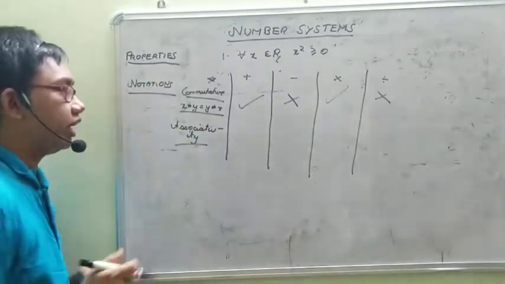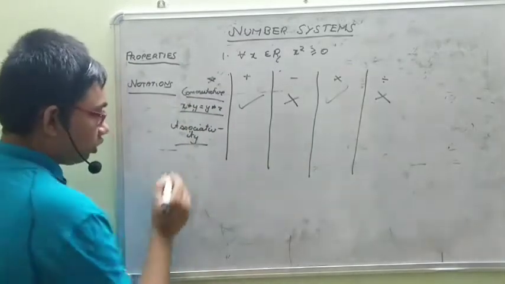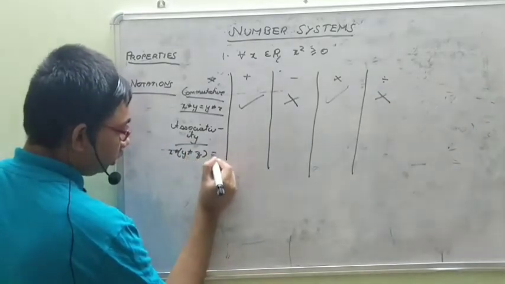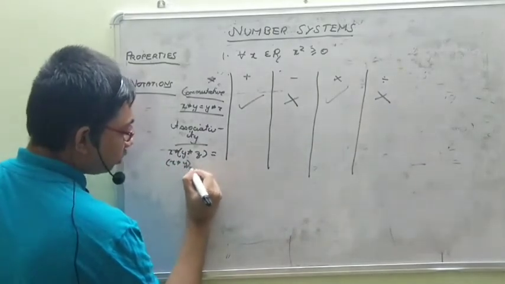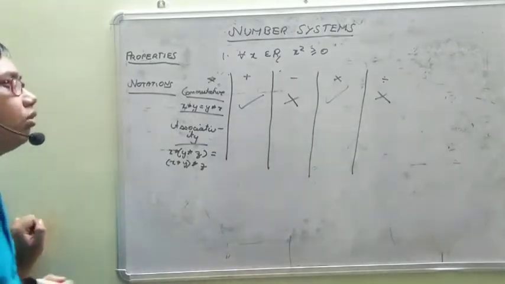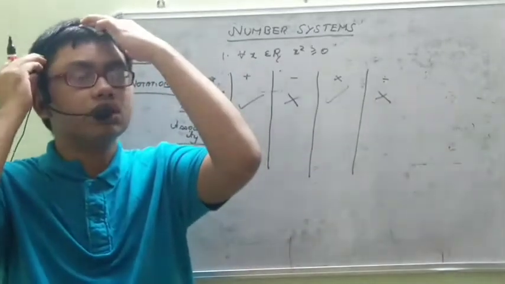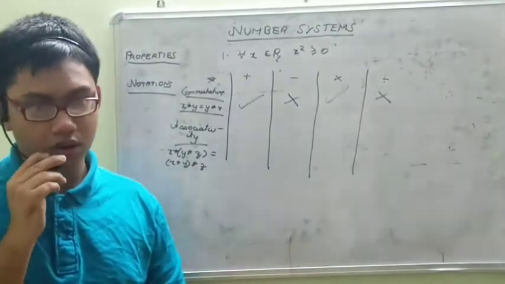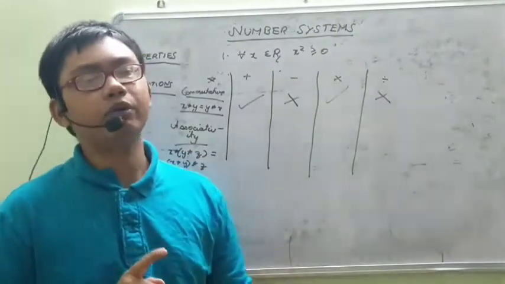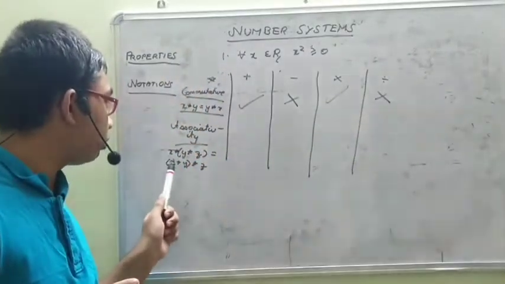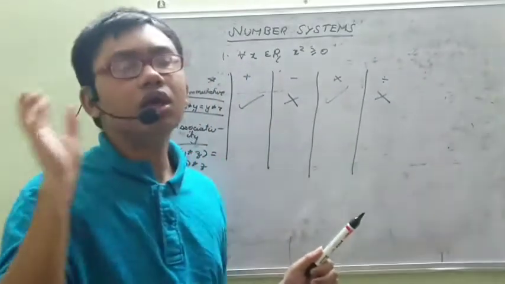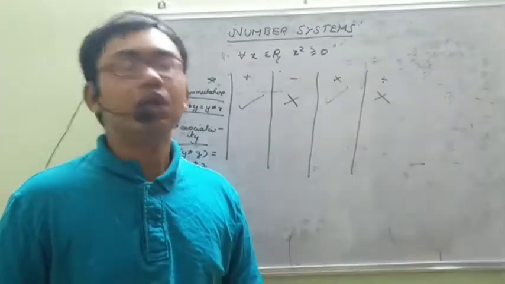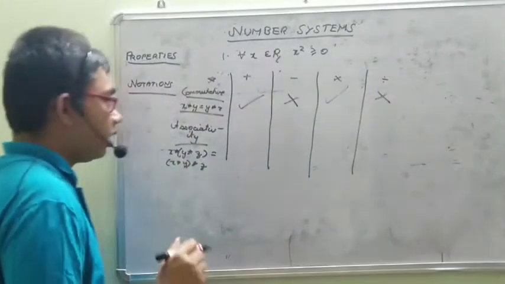Associativity. What is associativity? Since we are using the same star here also, (X star Y) star Z is equal to X star (Y star Z). We are not discussing the property here. Commutativity means X star Y is equal to Y star X. If some operation exhibits this truth statement, then the operation is said to exhibit commutativity. Similarly, for associativity, there are three elements: (X star Y) star Z is equal to X star (Y star Z). If this is true, then that operation is said to exhibit associativity.